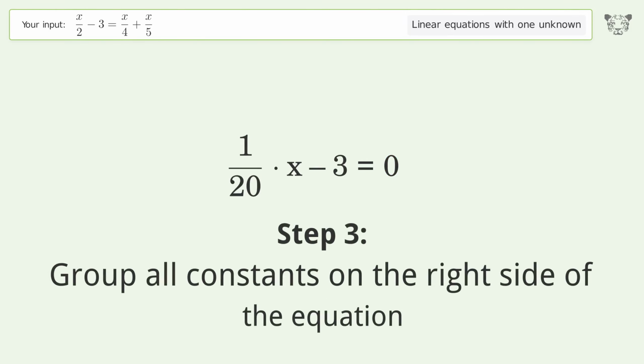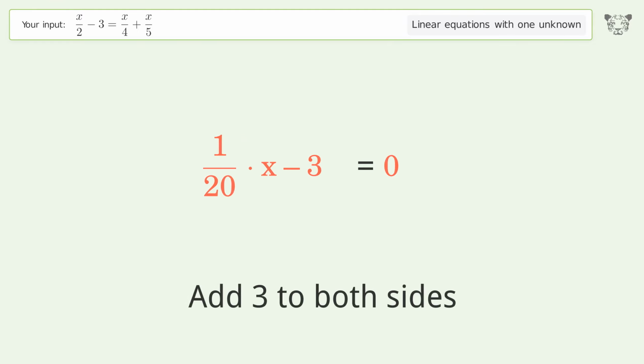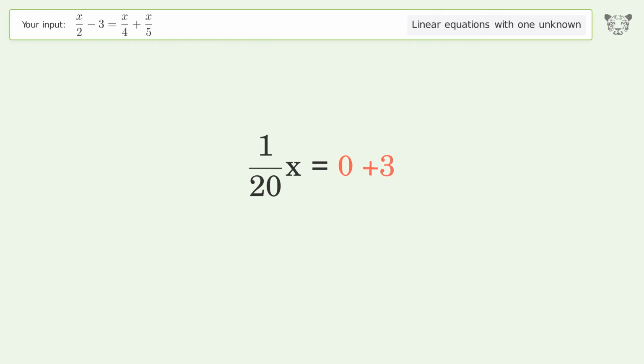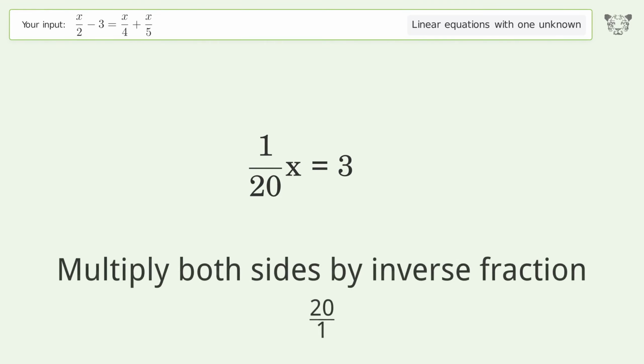Group all constants on the right side of the equation. Add 3 to both sides. Simplify the arithmetic. Isolate the x. Multiply both sides by inverse fraction 20 over 1.